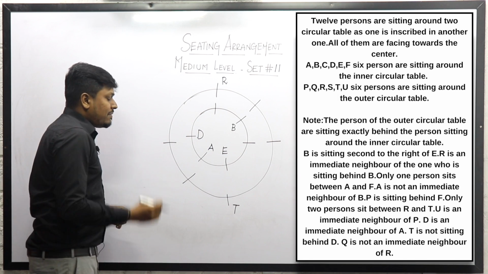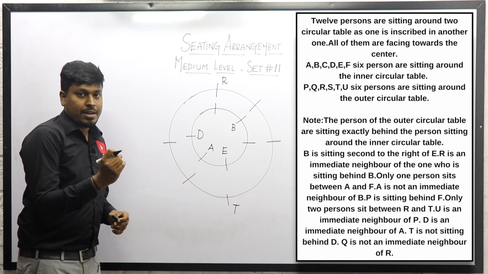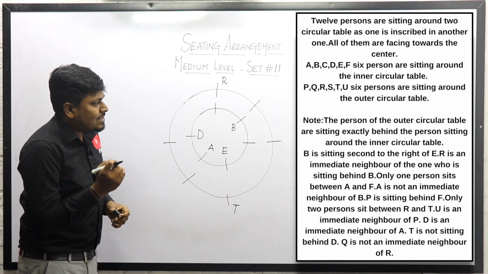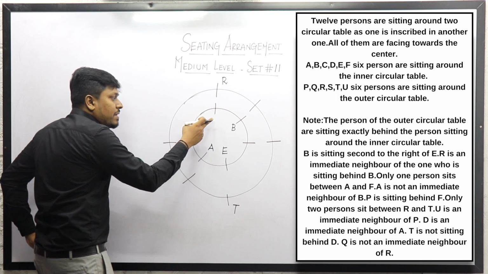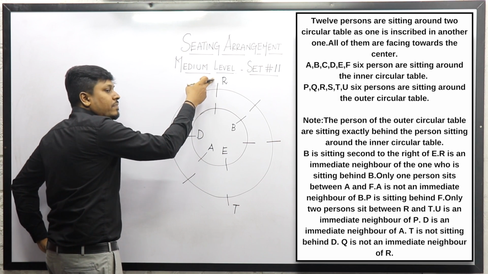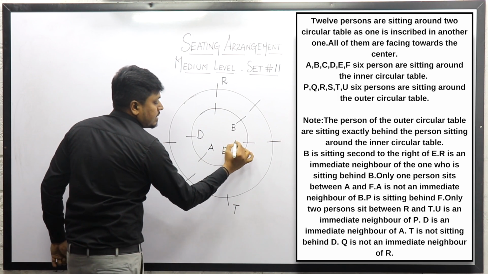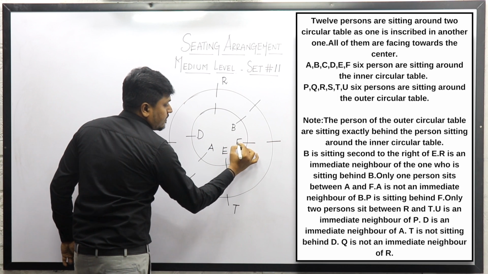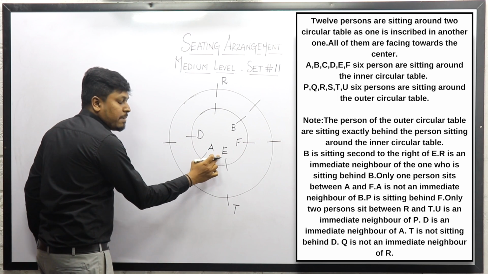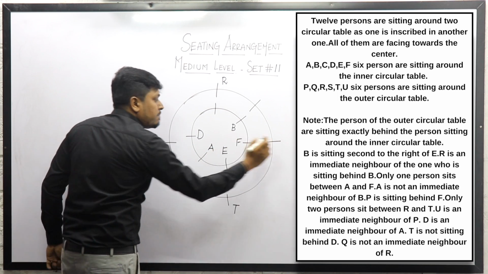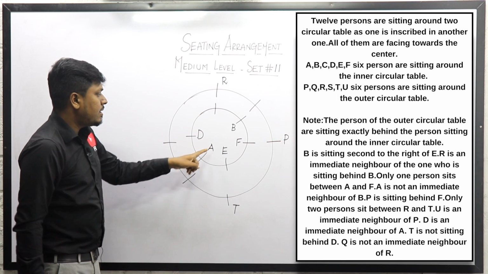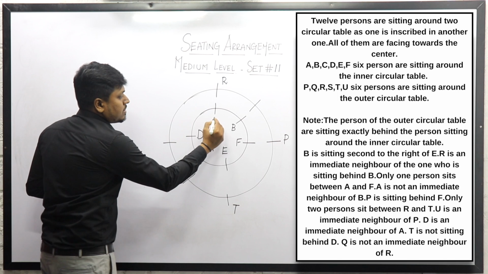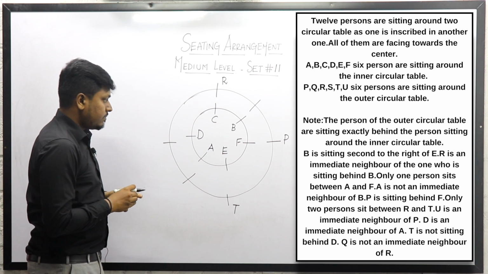And now between A and F there should be a gap of 1, and also they have said that P is sitting behind F. In case I fix F here, I can't fix P. So definitely A and F go here. Between A and F there is a gap of 1 person, and P is sitting behind F. Got it? That's it. The remaining letter is C, so I can fix it here.